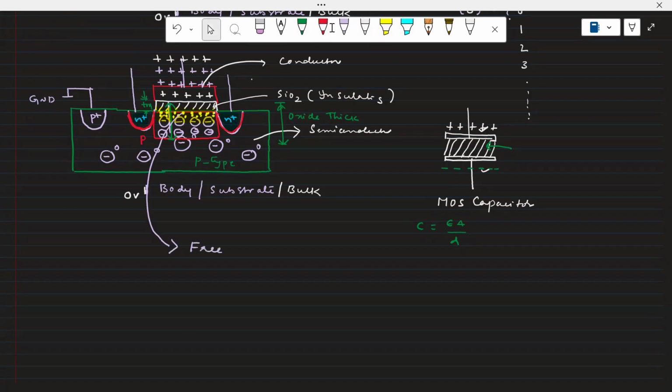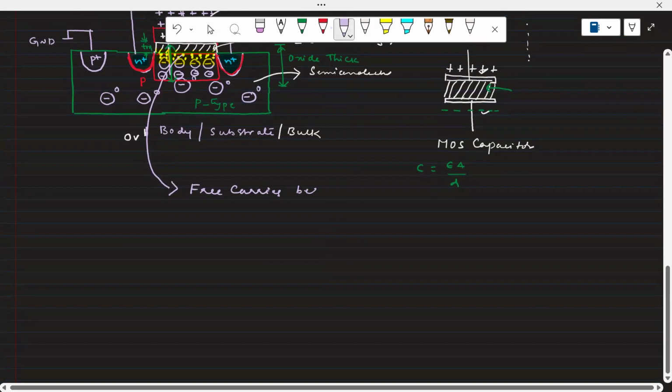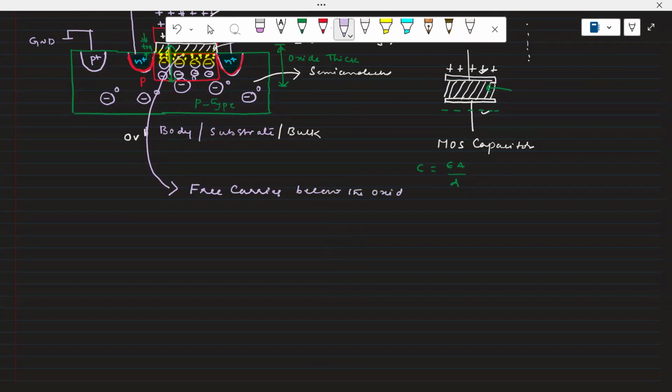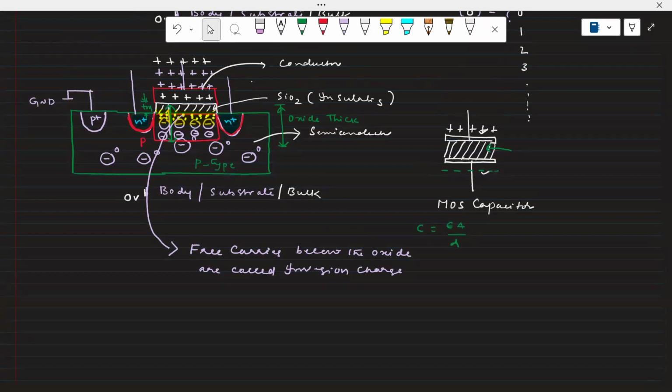Free carriers below the oxide are called inversion charge. Are you getting this point? How free carriers are available below the silicon dioxide? Everyone is clear?